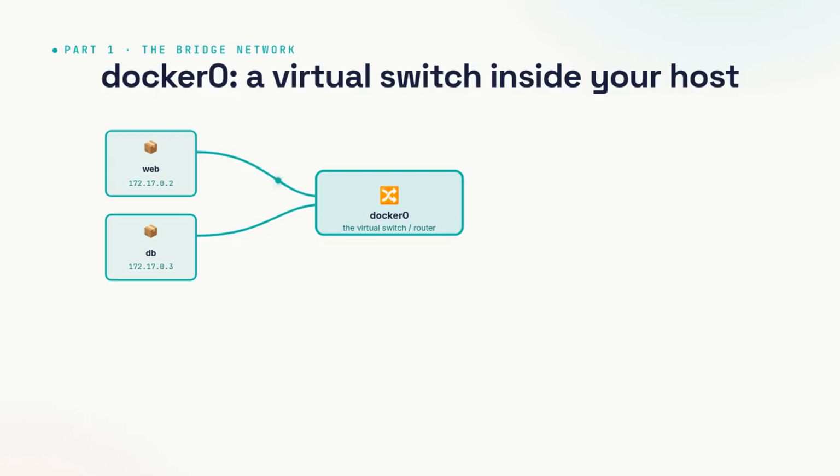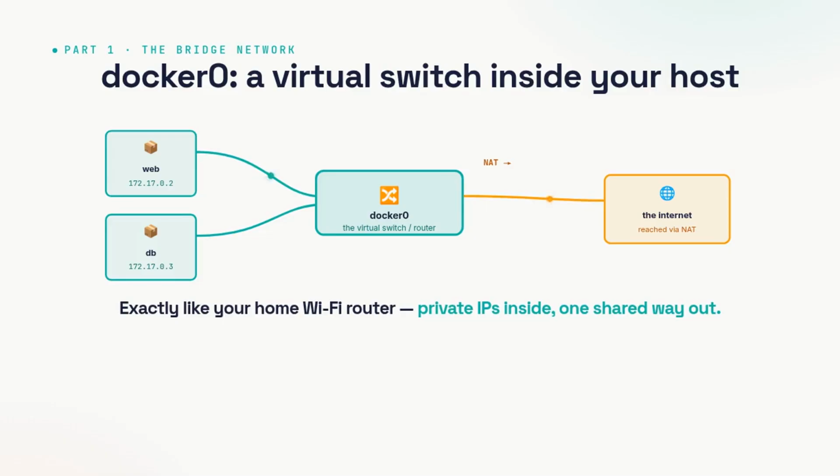That's your first bridge. And when a container needs the outside world, Docker 0 does network address translation, NAT, forwarding its traffic out through the host's connection. So packets get out, and replies find their way back. If that sounds familiar, it's exactly like the Wi-Fi router in your home. Private IP addresses for everything inside, all talking on the local network, and one shared, translated path out to the internet. That's the bridge network in one picture.